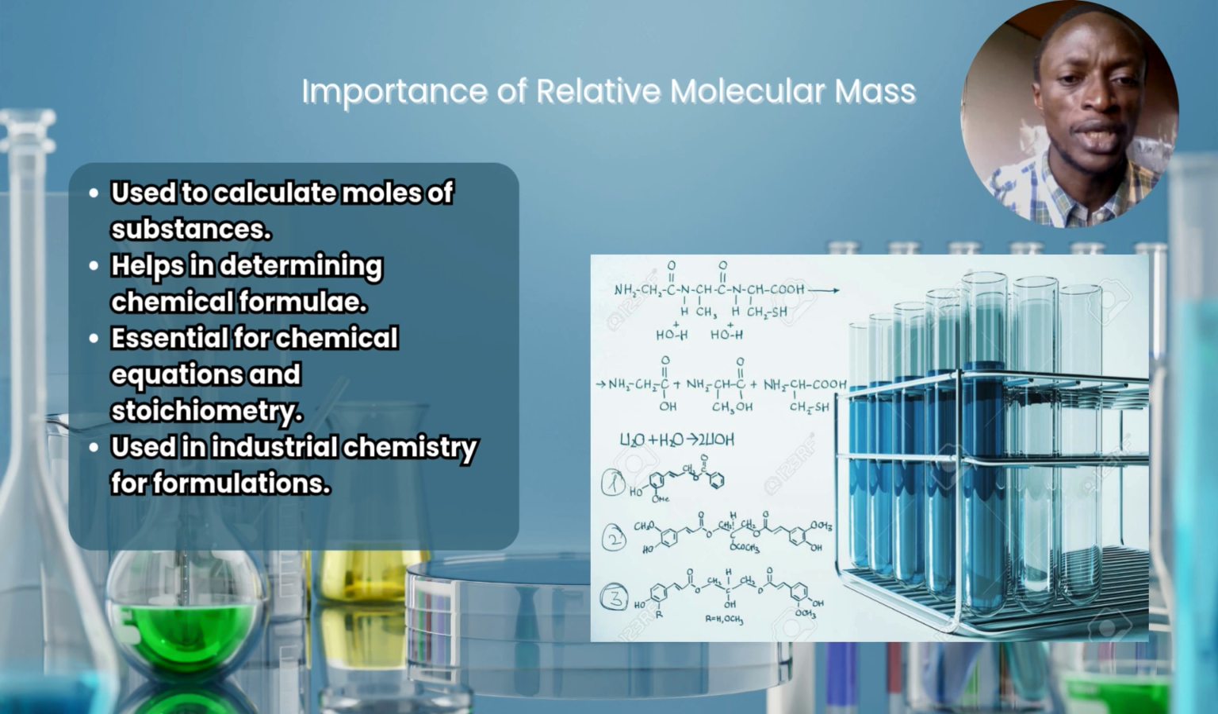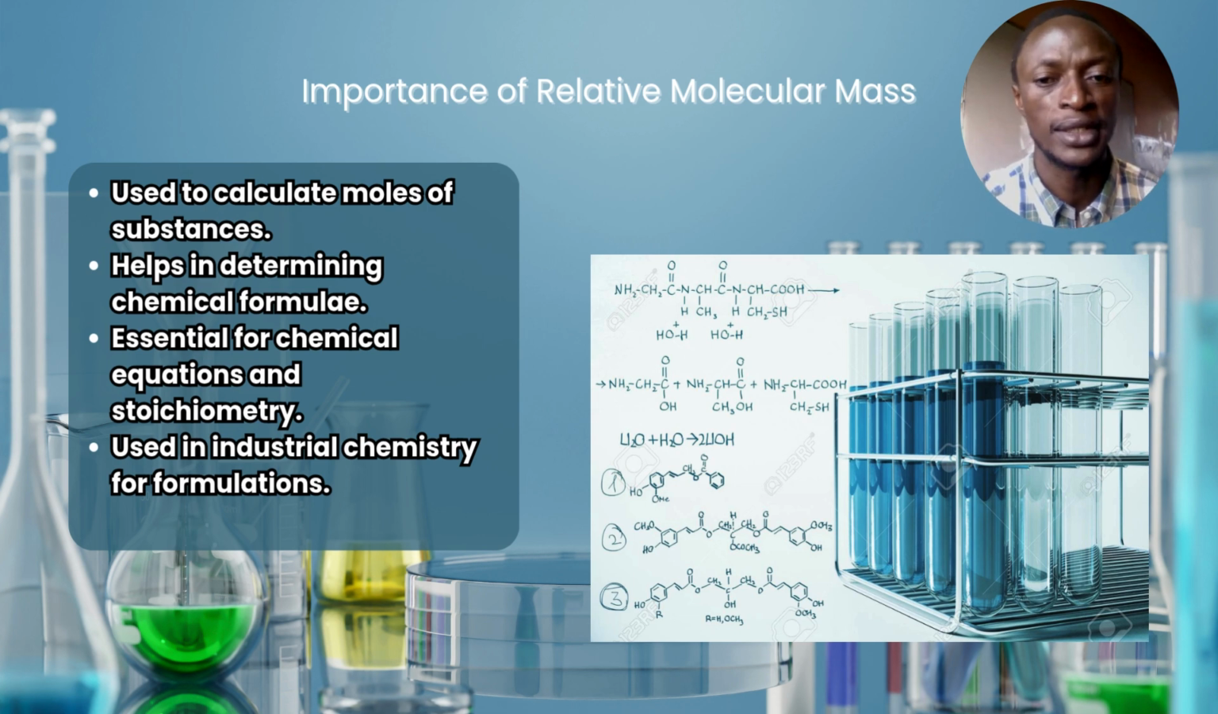So, the importance of relative molecular mass includes: it is used to calculate moles of substances, and it helps in determining chemical formulae, that's the chemical formula of a substance. Then it's also essential for chemical equations and stoichiometry. Chemical equations that we put on the board, it helps us to know how to put them down properly. Then we also use this in chemical industries for formulations. That's our industrial chemistry. They use it for formulations of compounds.